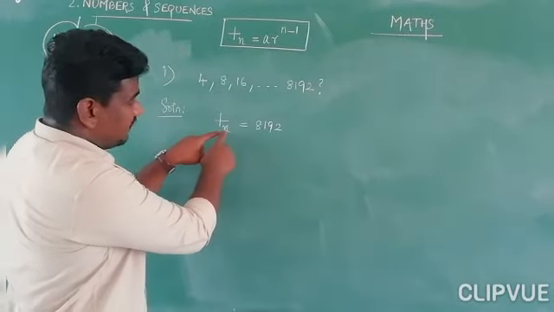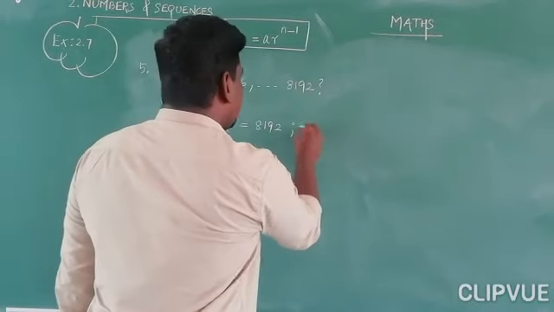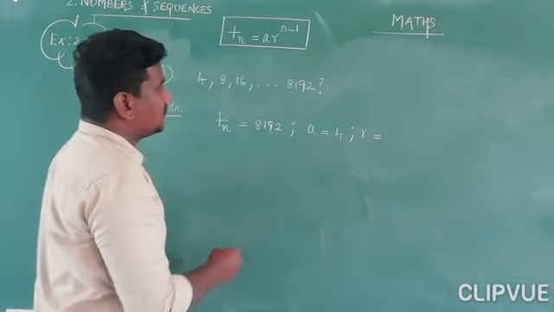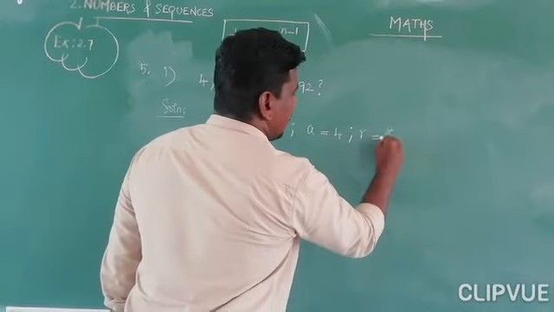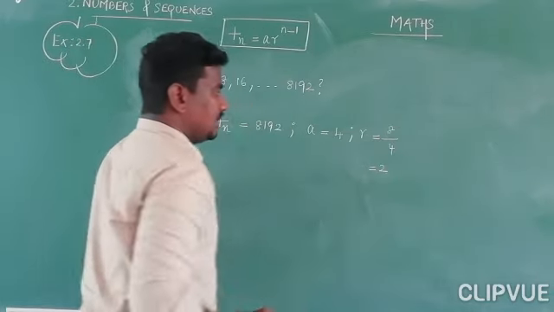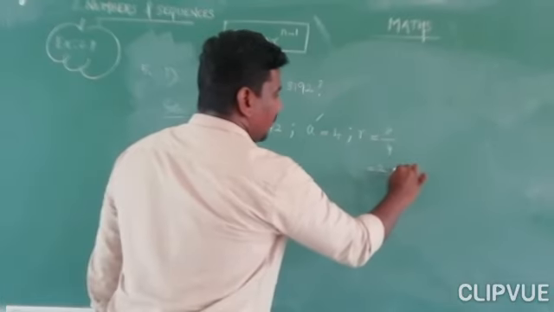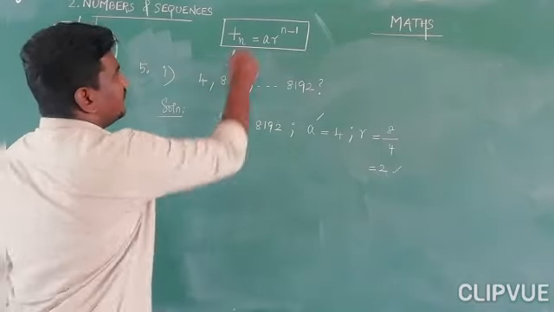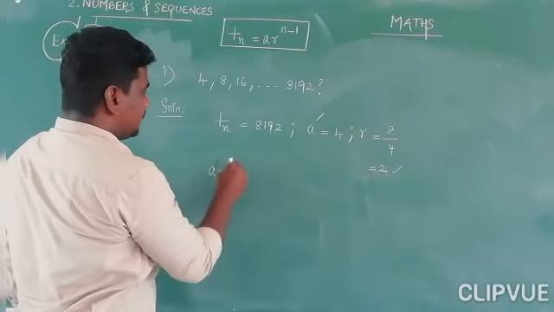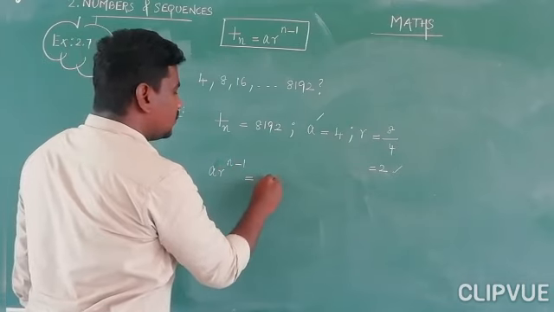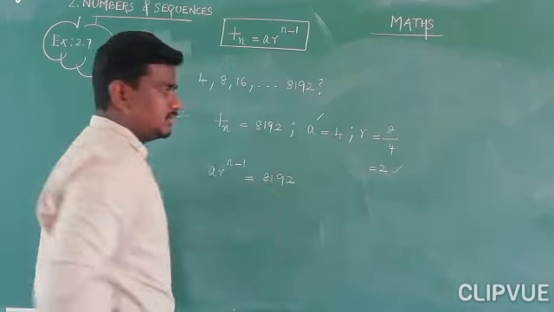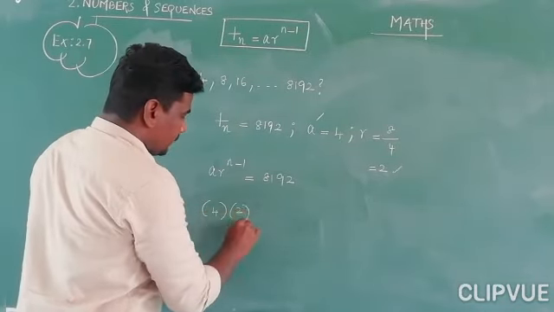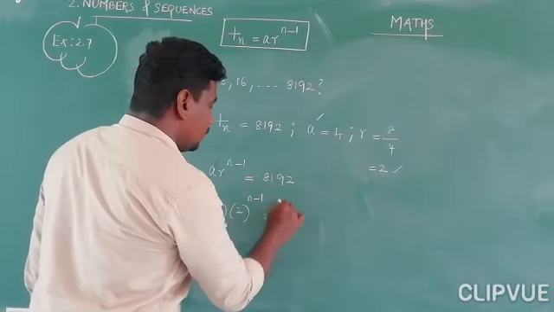I am going to find the value of n, and you know that the first term a is equal to 4, as well as r is equal to term 2 divided by term 1. So 8 by 4 is equal to 2. So now you know the a value and the r value. You just replace them here and you can get the unknown n. So what is Tn? The Tn formula is a r power n minus 1, which is equal to 8192. So the a value is 4 and the r value is 2, whole power n minus 1, is equal to 8192.